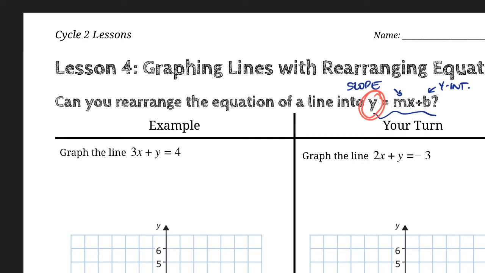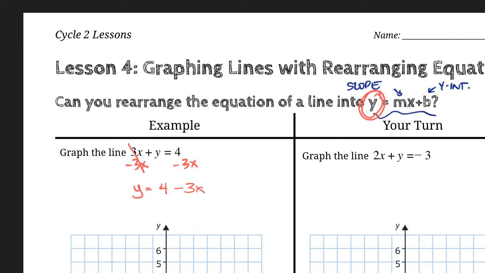Well, we can subtract 3x, right? Because 3x is there, to get rid of it we can subtract 3x. And we have to do it from both sides, right? So when we subtract 3x here, it's going to go away. So we're left with y equals 4 minus 3x.